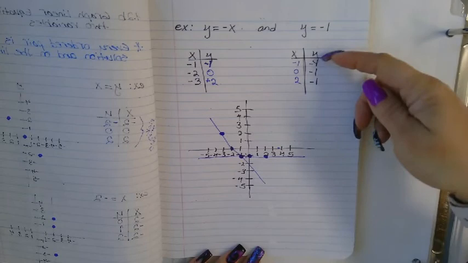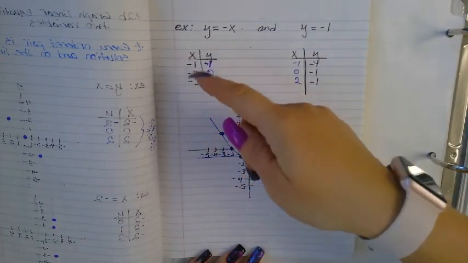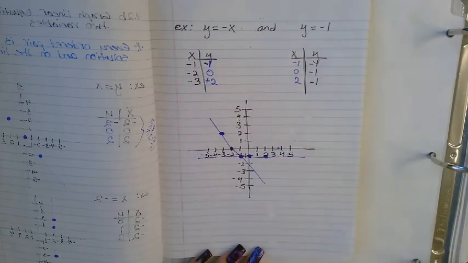So if it's giving you all the same number for y, it's going to be that horizontal line. If it's giving you the same number for x, then you will see a vertical line.